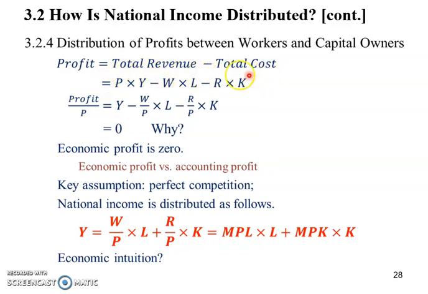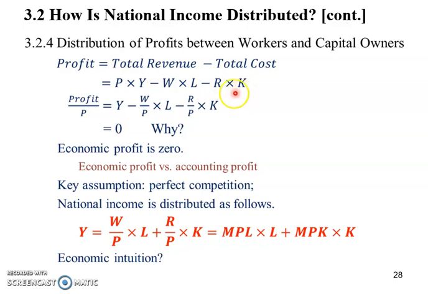and the total cost. The total revenue would be P times Y. Y is how many units of output the firm produces, and P is the market price for each unit of output. So P times Y, if you think about it in the monetary way, would be the money the firm earned from the market. The total cost consists of two parts: the labor cost and the capital cost. The labor cost will be uppercase W, which is the nominal wage, times the units of labor, and the nominal rental price times the units of capital.